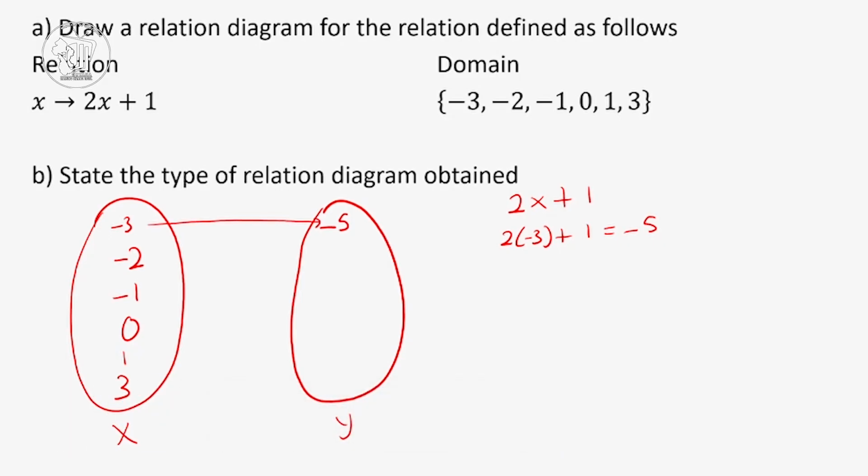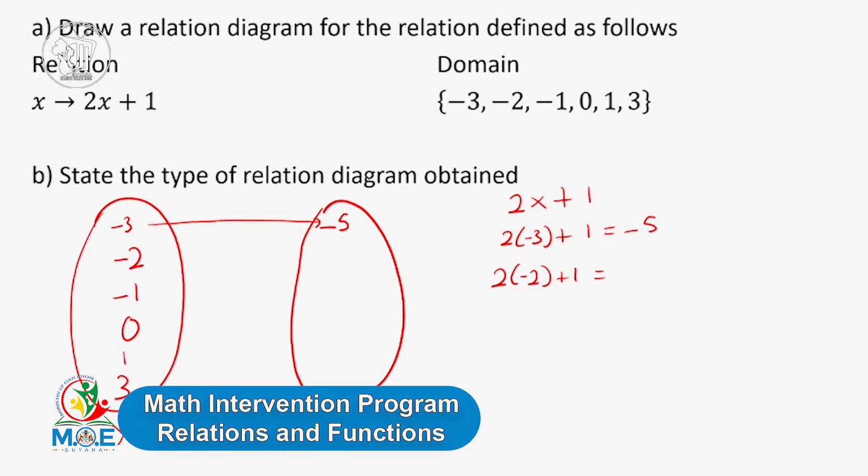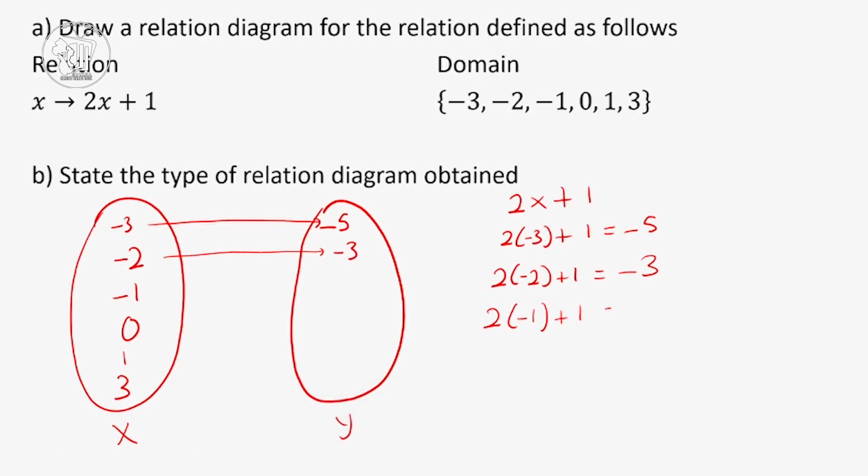And then we have -2. This would be 2 times -2 plus 1, which is equal to 2 times -2 is -4. So -4 plus 1 would be -3. So -2 will be mapped onto -3. Then we have -1. This will be 2 multiplied by -1 plus 1, which is equal to 2 times -1 would be -2. So -2 plus 1 would be -1.